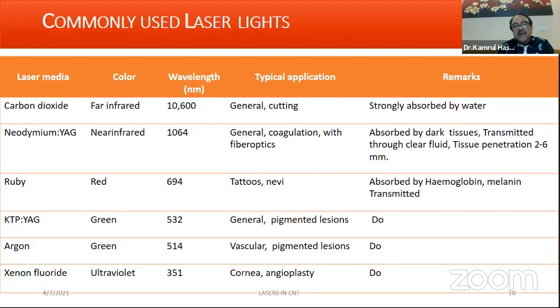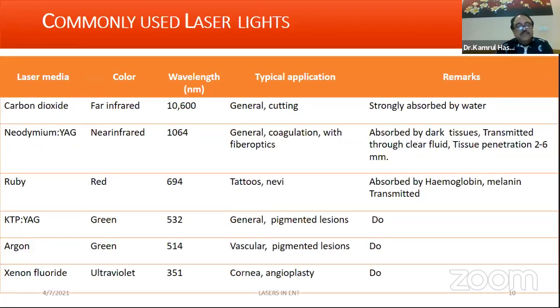But with the laser, for blood vessels up to 0.5 millimeter, without any significant bleeding we can perform the incision, excision, or evaporation. These are the things that can be done by the laser. In ENT practice, we are more interested in the carbon dioxide laser, diode laser, and KTP laser. Other lasers are used, but the carbon dioxide laser has a wavelength of 10,600 nanometers.